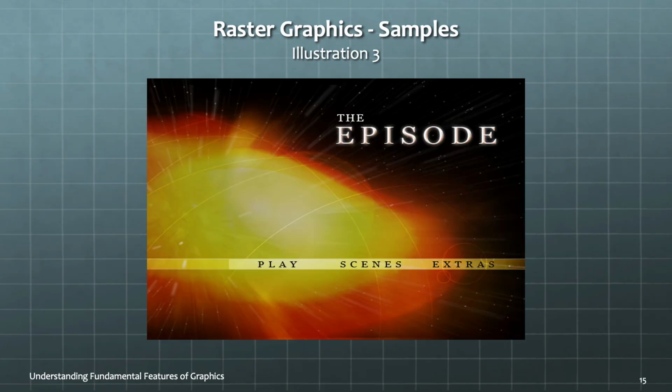The background of this image is too busy with complex color transitions and shading to be a vector graphic. The foreground title and bar across the middle could have been created in a vector program and layered over the background, however.